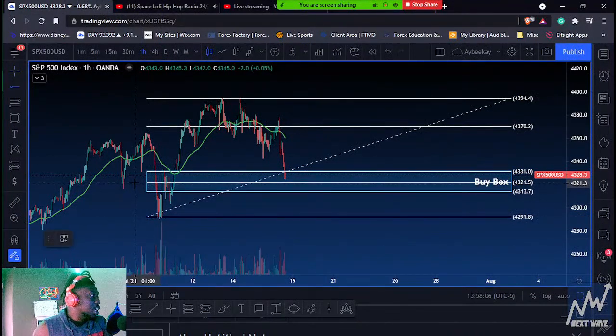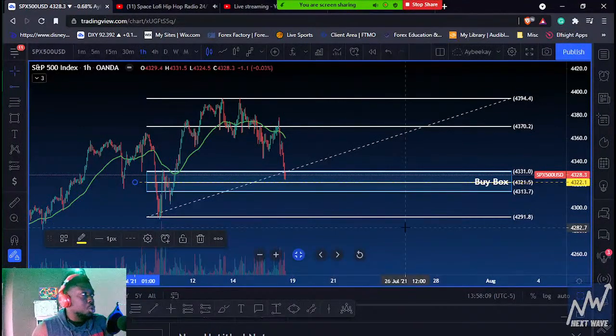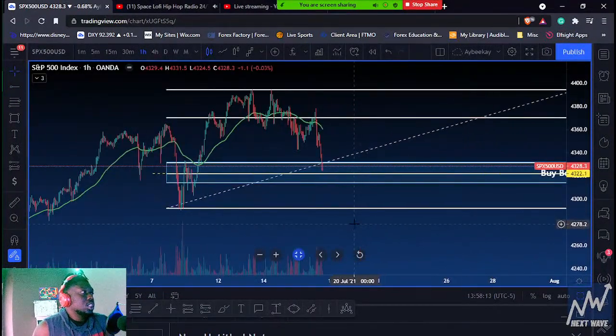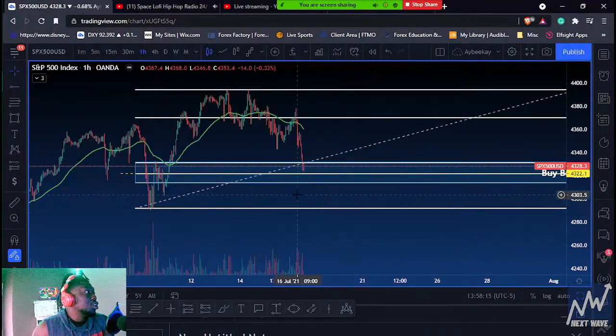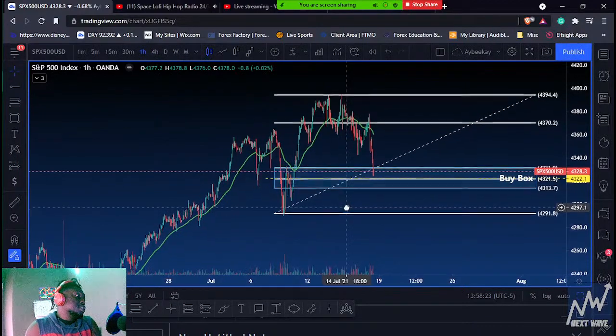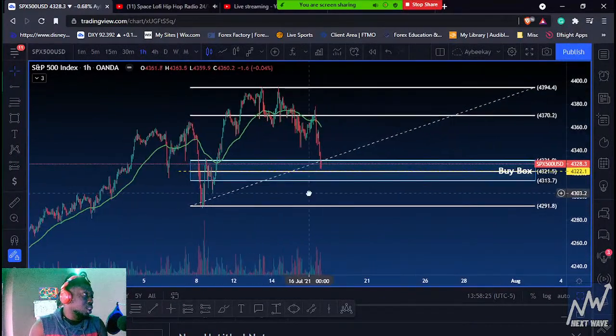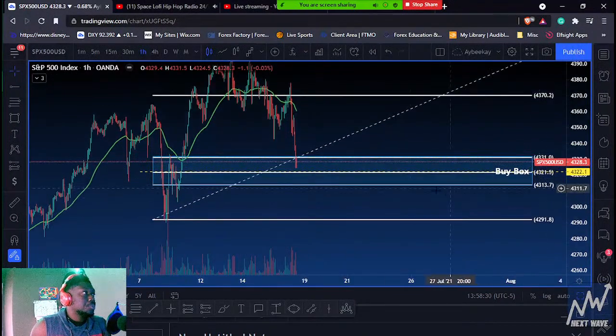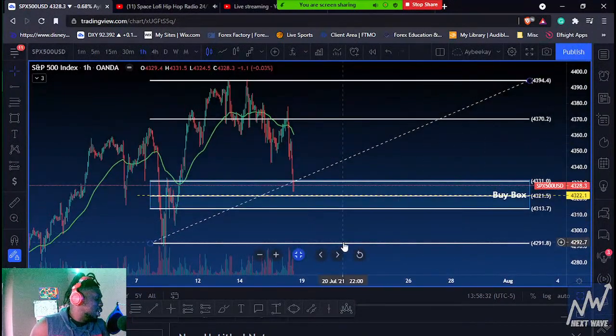I'd rather try to get in at 4322.1, and this is probably the clearest trade idea I've seen on the S&Ps ever since the last one I gave. I don't even know what the last setup I gave was. I just remember I talked about it and said it looks like it's playing out, and it did. Yeah, for that.